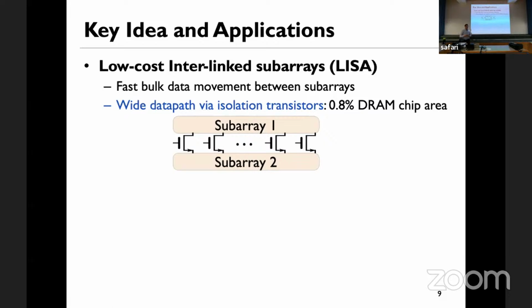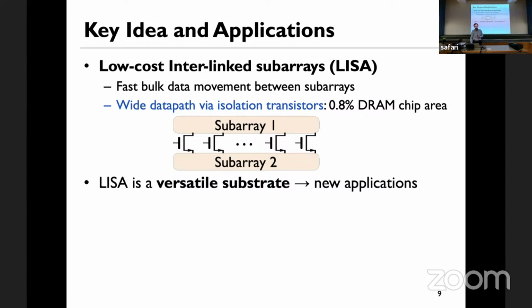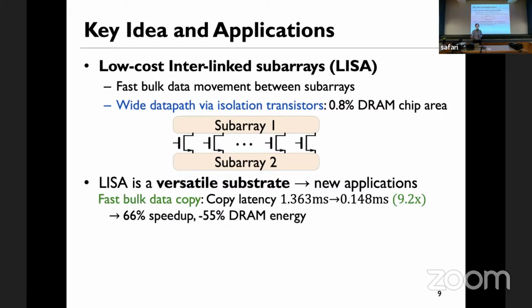That's the beauty. If you disable them, it's like existing DRAM architecture. And this will enable you a wide data path to copy one row from one subarray to another subarray. That's the basic idea. It's very simple, as we will see also. And this actually enables multiple applications.